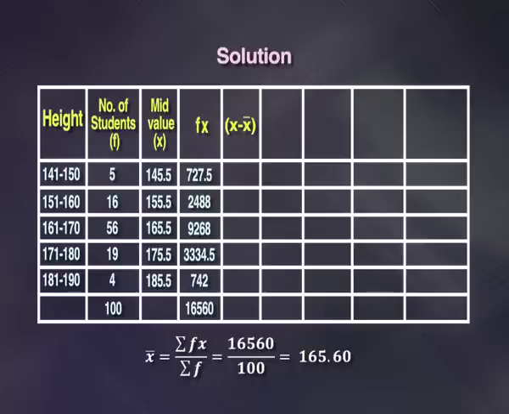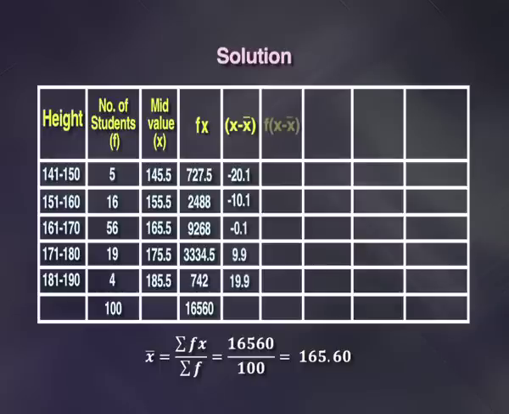After Fx, we shall calculate X minus X bar. The first value of X is 145.5 and X bar is 165.60. So, 145.5 minus 165.6 gives us minus 20.1. Similarly, 155.5 minus 165.6 gives us minus 10.1 and so on, all other values of that column can be obtained.